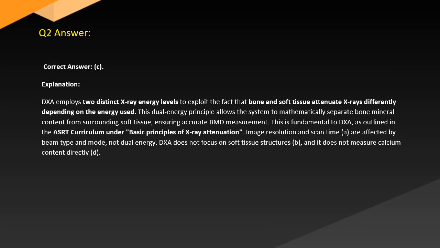Answer. Correct answer: C. Explanation. DXA employs 2 distinct X-ray energy levels to exploit the fact that bone and soft tissue attenuate X-rays differently depending on the energy used. This dual energy principle allows the system to mathematically separate bone mineral content from surrounding soft tissue, ensuring accurate BMD measurement. This is fundamental to DXA as outlined in the ASRT curriculum under Basic Principles of Attenuation.